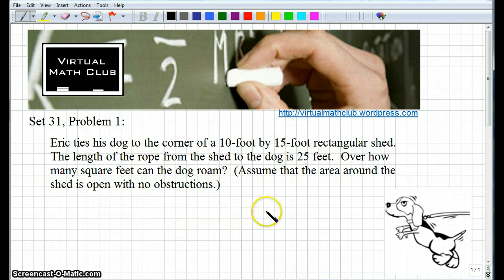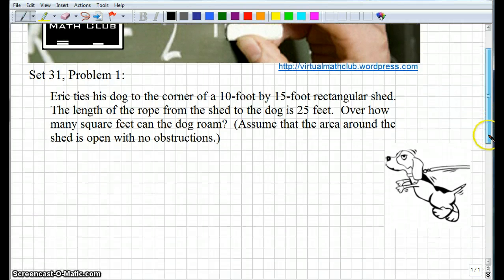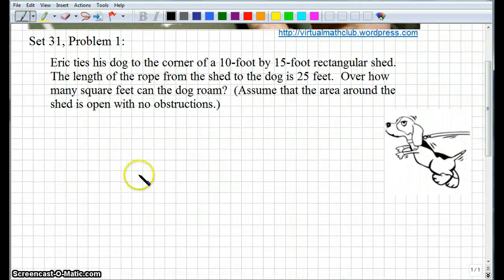And we're told to assume that the area around the shed is open and there are no trees or obstructions, fences, whatever. So it's big and open, so he can roam the full length of his rope, at least as far as his little rope will allow him. So let's start by drawing a picture. I'm going to scroll down and give us some room.